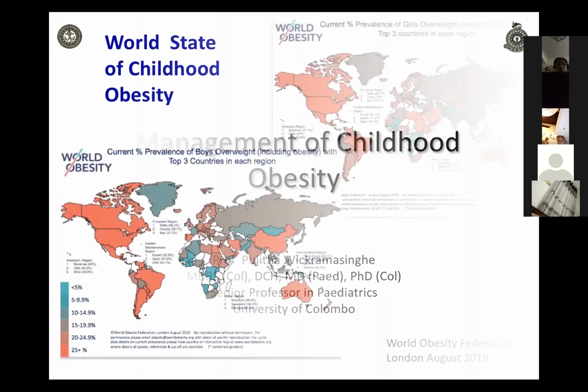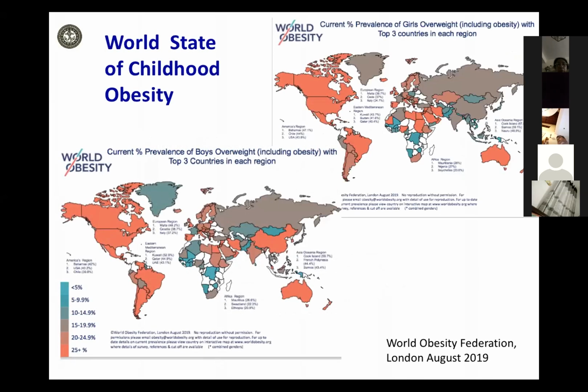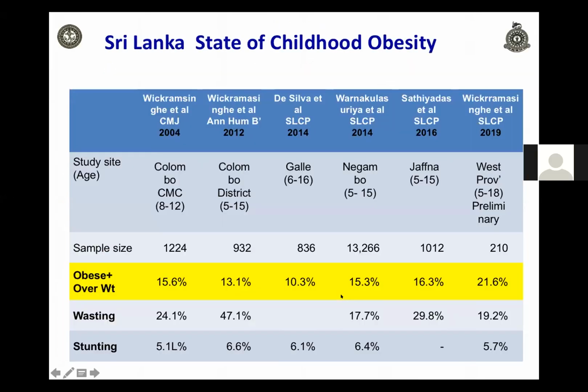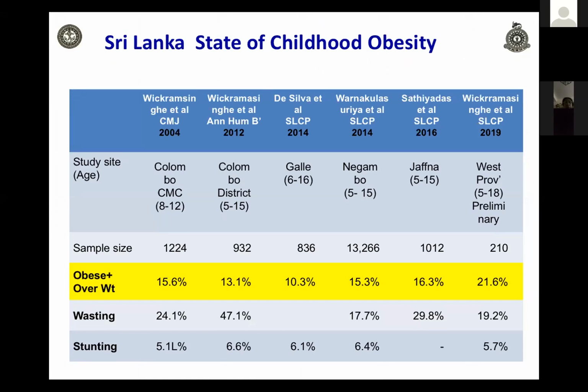So as we all know, it is all over the world. It is spreading at an alarming pace, not as much as COVID, of course, but at a fairly large pace. And if we look at the rate in Sri Lanka, although nationally the figures are low, we do see in urban metropolitan areas overweight and obesity rates hovering at more than 10% at any given time.